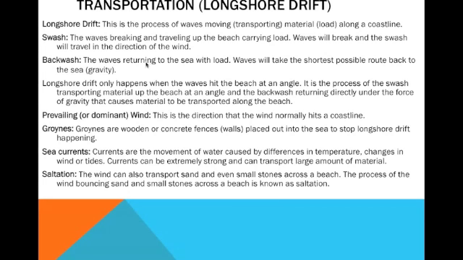So, let's think about longshore drift. Well, it only happens when the waves hit the beach at an angle. It is the process of the swash transporting material up the beach at an angle and the backwash returning directly under the force of gravity that causes material to be transported along the beach.